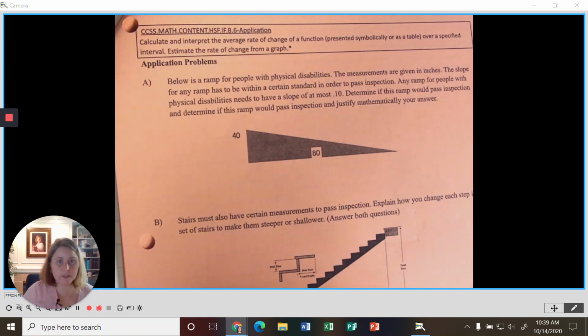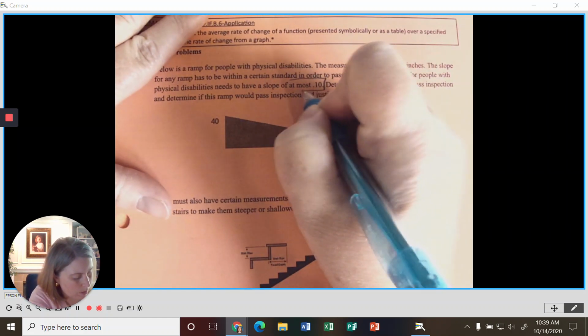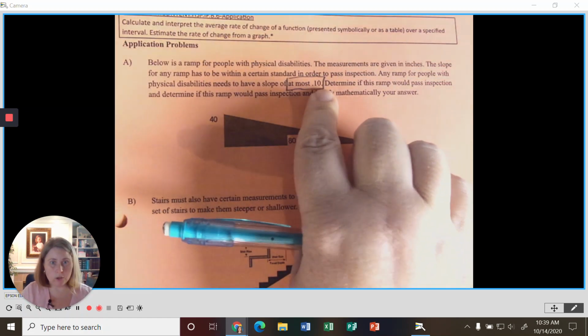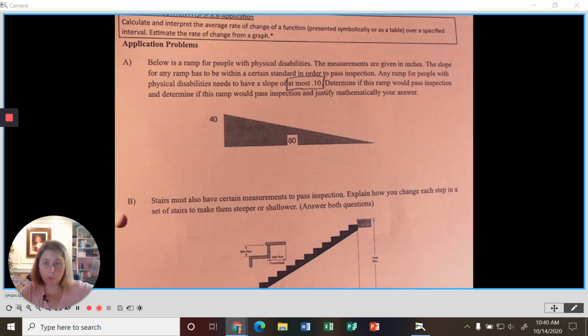Below is a ramp for people with physical disabilities. The measurements are given in inches. The slope for any ramp has to be within a certain standard in order to pass inspection. Okay, it can't be too steep. People need to be able to use their arm strength to get the wheelchair up or down the ramp safely. Any ramp for people with physical disabilities needs to have a slope of at most 0.10. So at most, that's the steepest that it can be. It can be more gradual, but at the steepest, it can't have a ratio of more than 0.1. That basically means for every 10 feet in run, it can't be more than 1 foot tall. Otherwise, it's too steep. It's not safe.